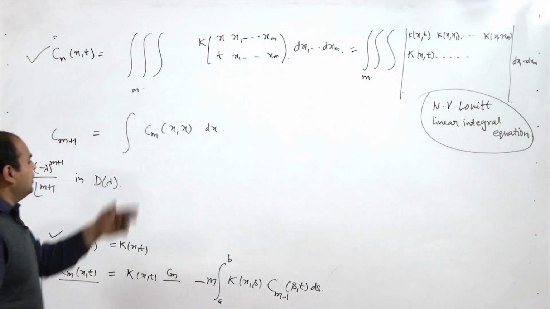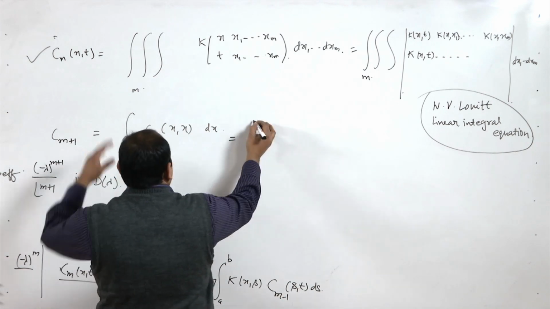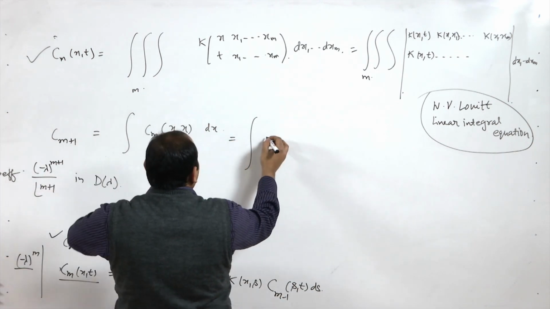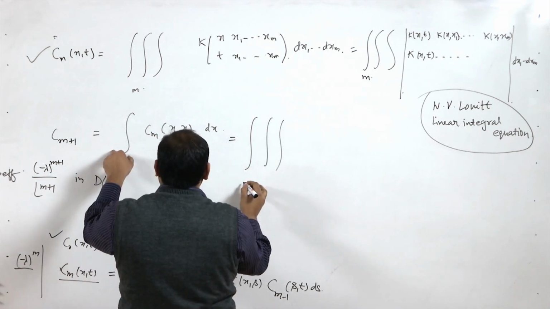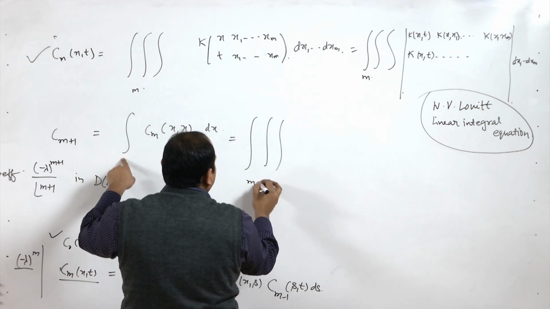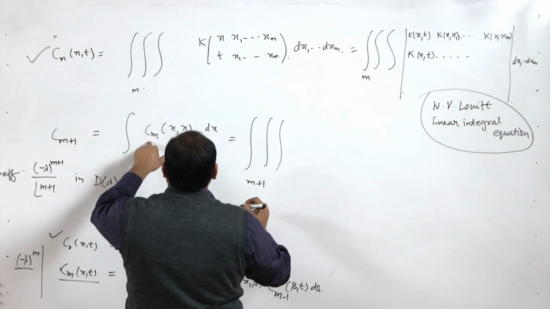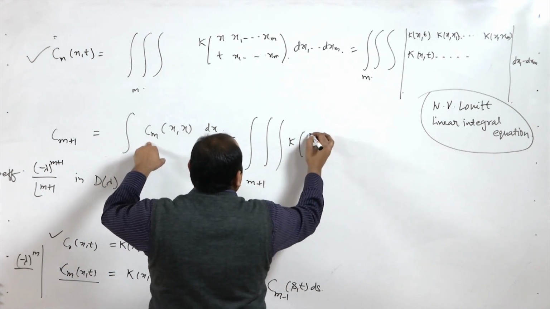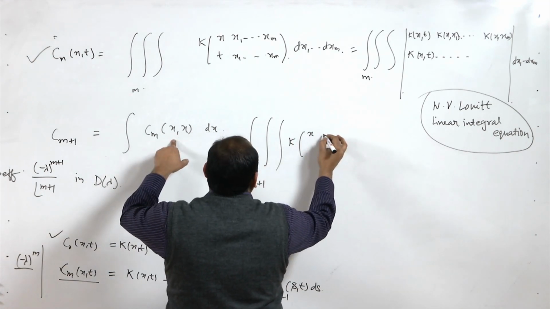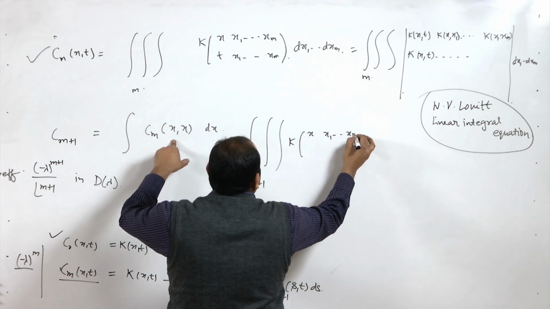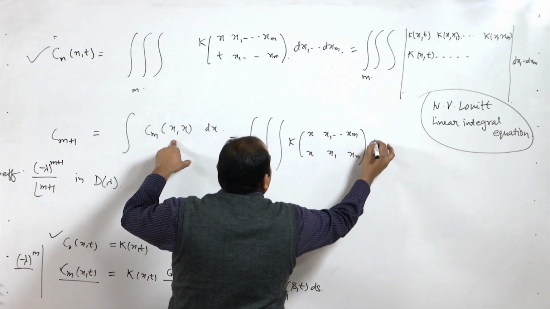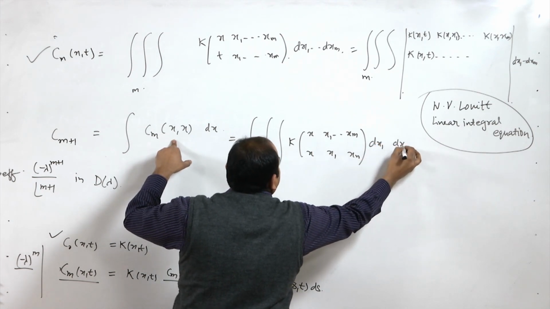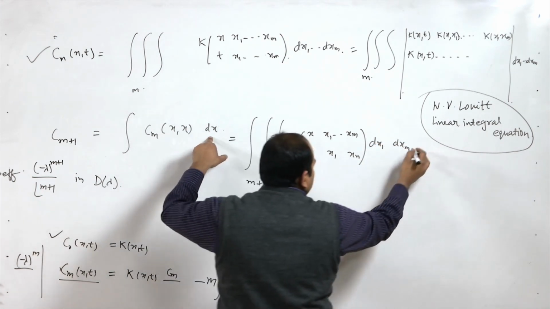So I am just writing it here. This I can write here. I can say that this m-fold integral is given by this, and we have the m plus 1 integral, which is k of x x, x1 to xm here, and x x1 to xm here. We already have dx1 to dxm, and there is one more, that is dx.